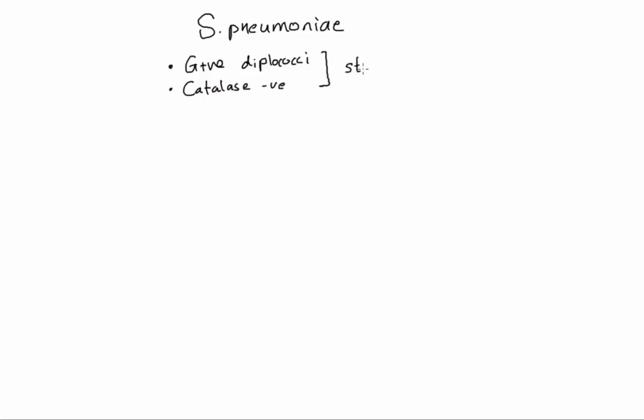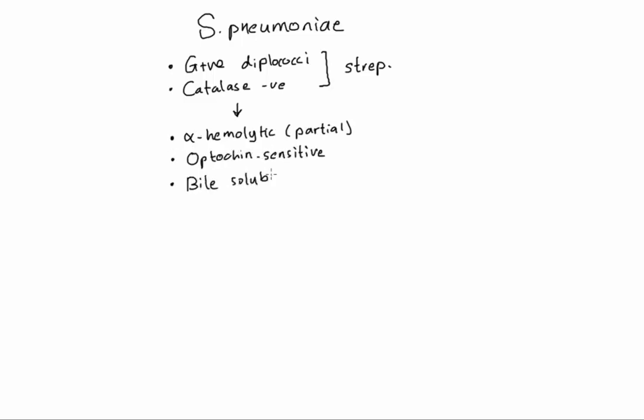Okay, let's recap the different tests that we can do for strep pneumonia. Firstly, it's gram-positive diplococci. This is on the gram stain, and it's catalase negative. All the strep are like this, by the way. They're gram-positive diplococci or streptococci, and they're catalase negative. Specifically for strep pneumo, it's alpha hemolytic, so partial breakdown of RBC. It's optochin sensitive, and it's bile soluble. And the last one is strep pneumonia is Quellung positive.